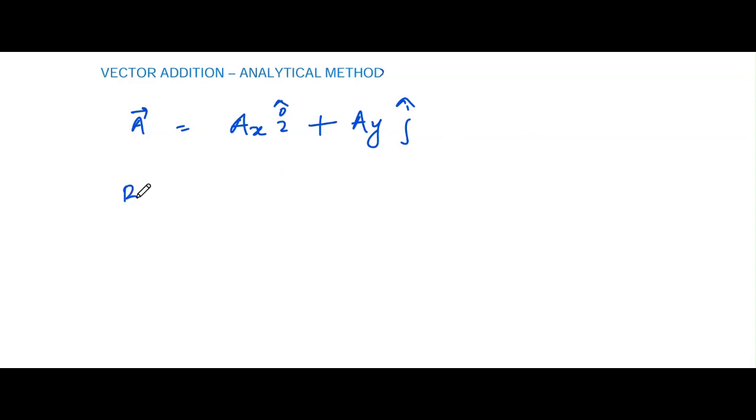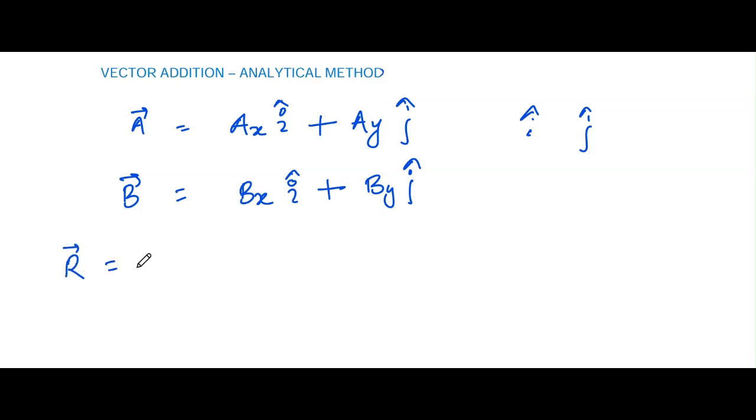And let's say there is another vector in a plane. We can write it in terms of its components Bx i cap plus By j cap, where i cap and j cap are unit vectors along the positive x-axis and positive y-axis respectively. So if we want a resultant vector by adding these two vectors, we can do it easily. We can add these vectors component wise. For example, we can add the components along i cap, as well as the components along j cap separately. Then we can write as follows: Ax plus Bx.